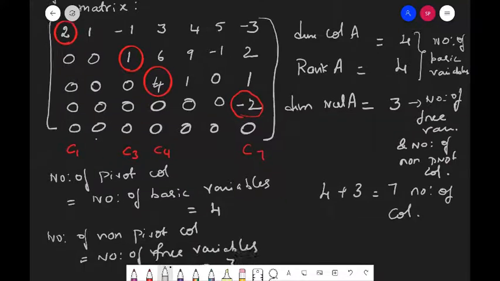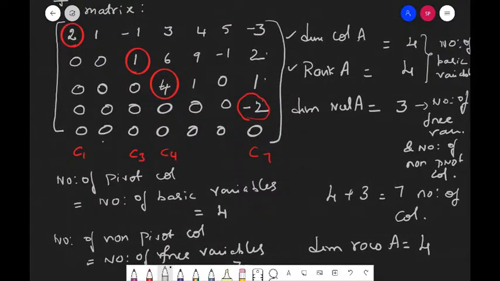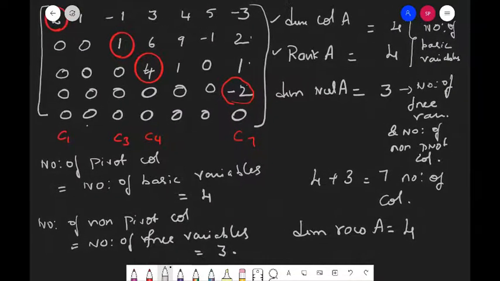And the next one, what can we write? Next I will write dimension of row space A. Dimension of row A is nothing but number of non-zero rows. How many non-zero rows? 1, 2, 3, 4. 4 non-zero rows are there, and this is even equal to the dimension column A and the rank of A also. So by just looking at whatever the echelon form, we can write immediately all these inferences about dimension column A, rank A, dimension null A, dimension row A.